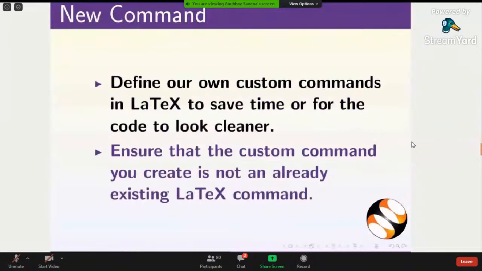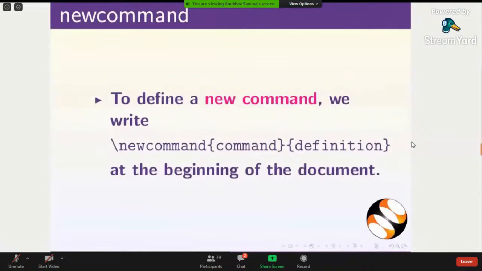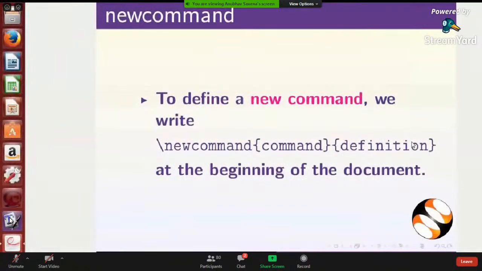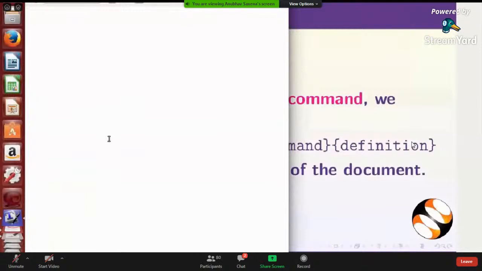Ensure that the custom command you create is not an already existing LaTeX command. To define a new command, we write backslash newcommand, command within curly braces, definition within curly braces at the beginning of the document. Let us open the TeXworks editor. Pause the tutorial at this point. Download and unzip the files provided in the code files link below the player. You will see some LaTeX code given in the file newcom.tex that you downloaded onto your machine.